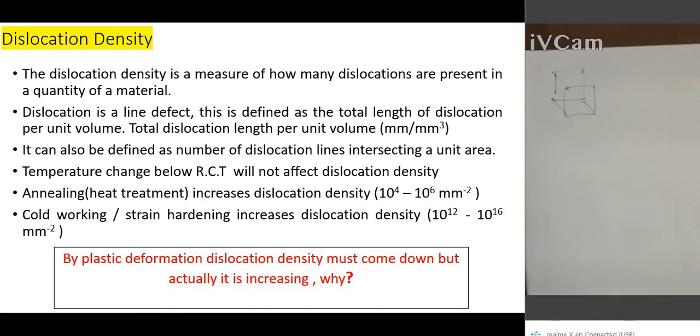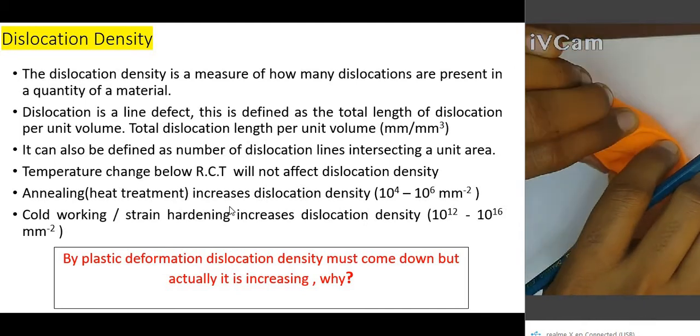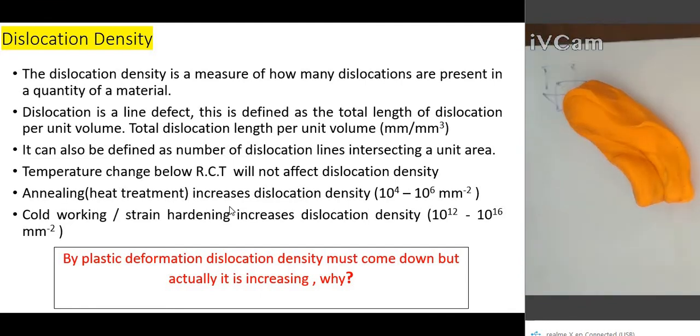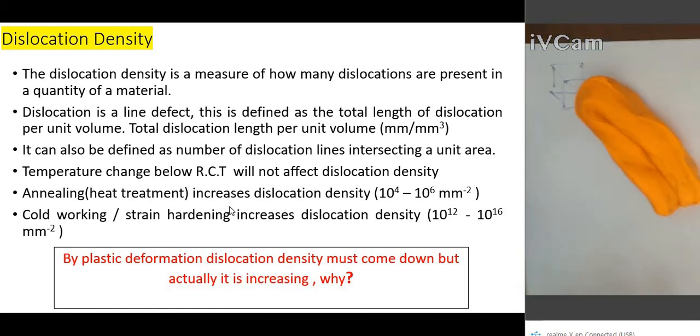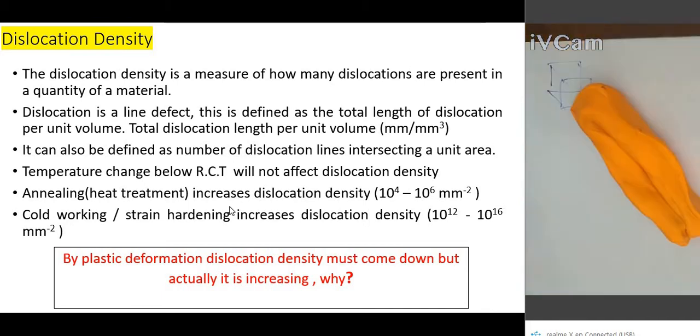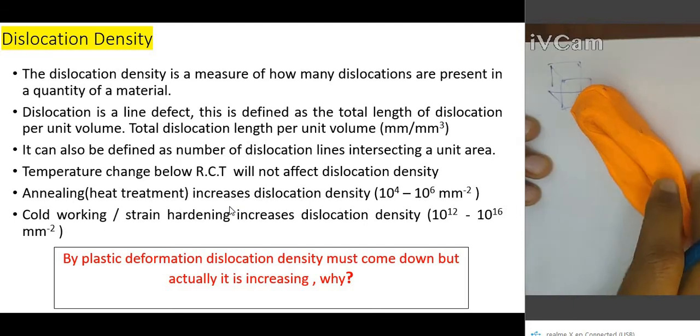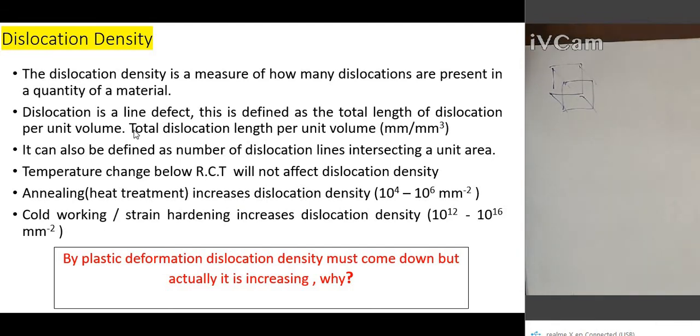So far we only discussed one dislocation, the propagation or motion of a single dislocation. It may be either a screw dislocation, an edge dislocation or a mixed dislocation, a single dislocation. But when I deform this material, thousands of such dislocations will be developed across the cross section, or the micro section, of this material. The combined effect of these thousands of dislocations results in a visible deformation of this material. So dislocation density gives the measure of how many dislocations are present in a particular quantity of material.